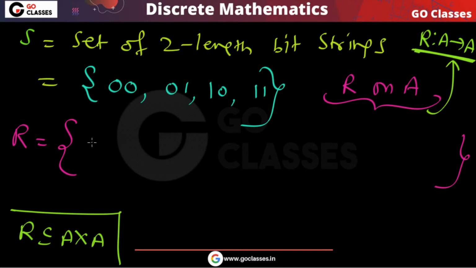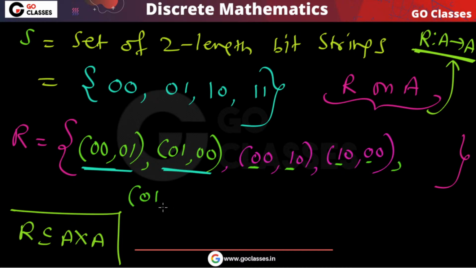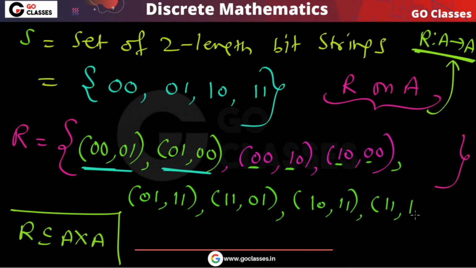Now tell me what will be the pairs? You can notice 00 will be related to 01, and 01 will be related to 00. 00 will be related to 10 and 10 will be related to 00, because they are differing in only one bit position. Okay, yes or no? Next, you can notice that 01 is related to 11 and 11 is related to 01. Similarly, 10 is related to 11 and 11 is related to 10.